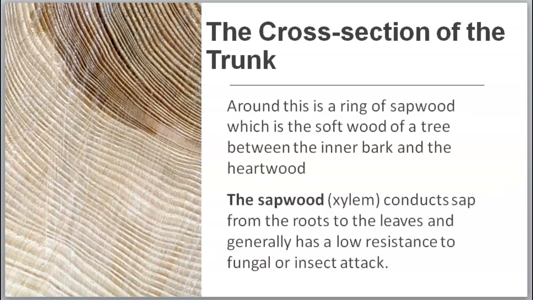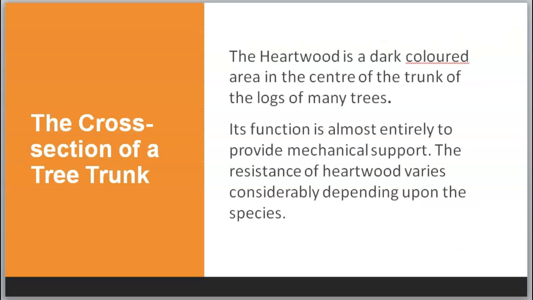Around this is a ring of sapwood, which is the soft wood of a tree, between the inner bark and the heartwood. The sapwood or xylem conducts sap from the roots to the leaves and generally has a low resistance to fungal or insect attack. The heartwood is a dark colored area in the center of the trunk of the logs of many trees. Its function is almost entirely to provide mechanical support. The resistance of heartwood varies considerably depending upon the species.